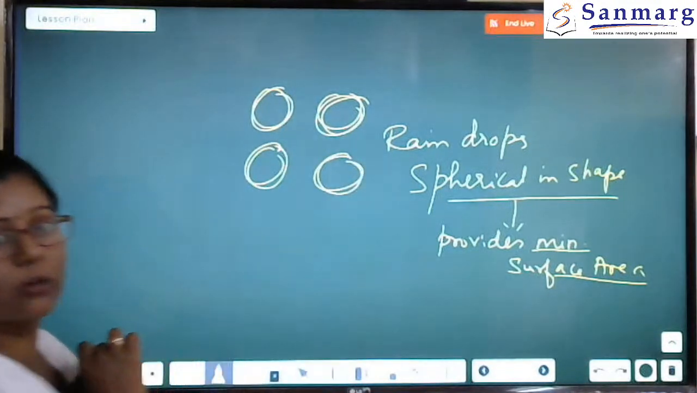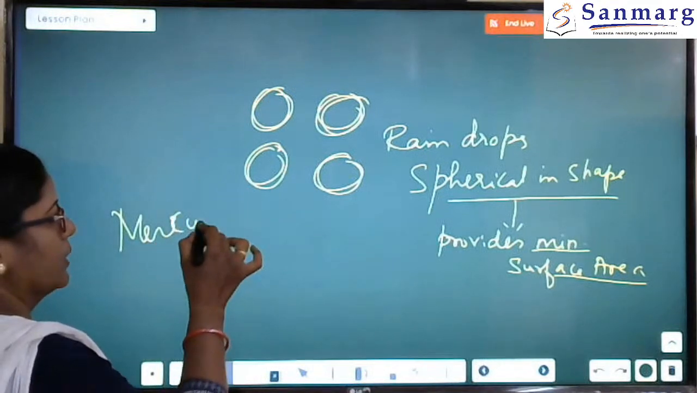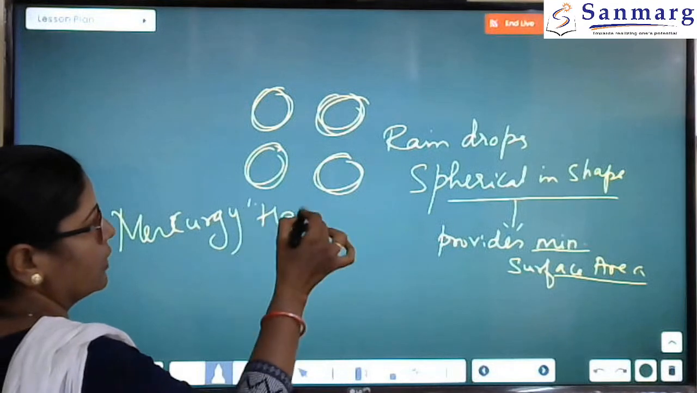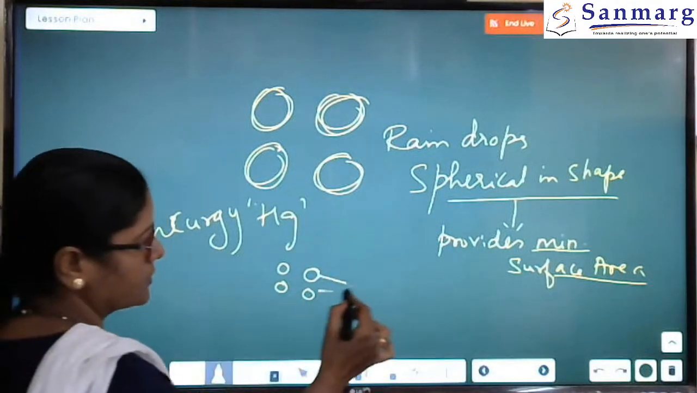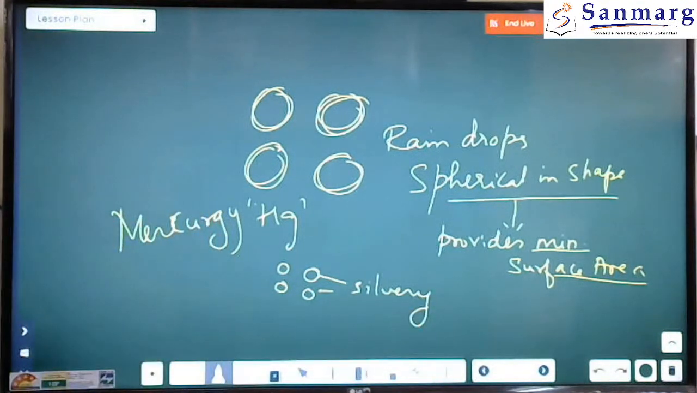Then mercury drops are spherical in shape. Look at mercury, Hg. Mercury drops are spherical and round, silver colored. So mercury drops are spherical in shape, and raindrops are spherical in shape.